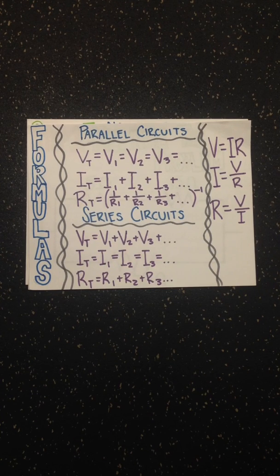To find the voltage, you have to multiply the current times the resistor. To find the current, you have to divide the voltage by the resistor, and to find the resistor, you have to divide the voltage by the current.